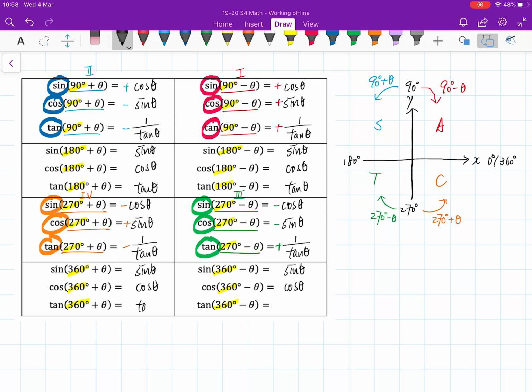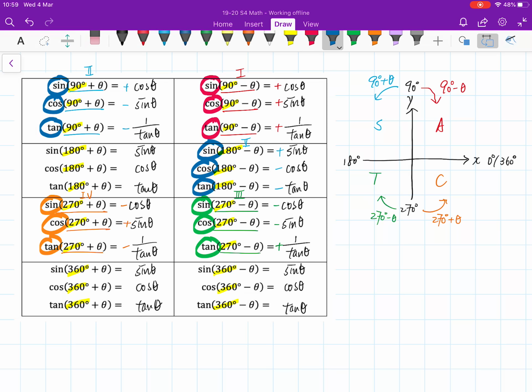Okay. So as you can see, that is a little bit different for the first step, but for the second step, they are still the same. Okay. So for sine 180 degree minus theta, it is in quadrant 2. Okay, so in quadrant 2, only sine is positive, and for cosine and tangent are negative.